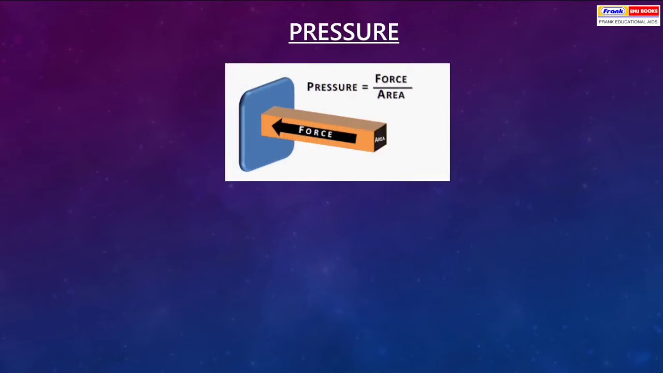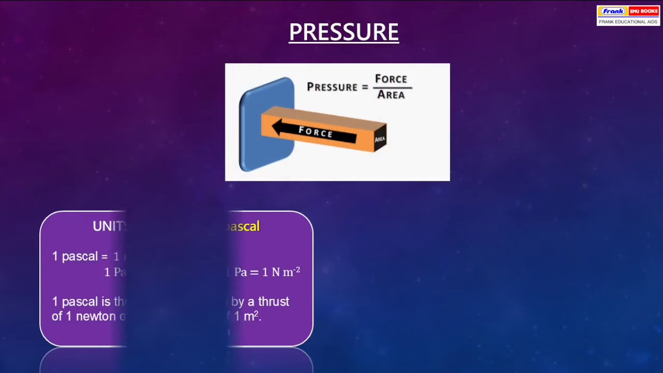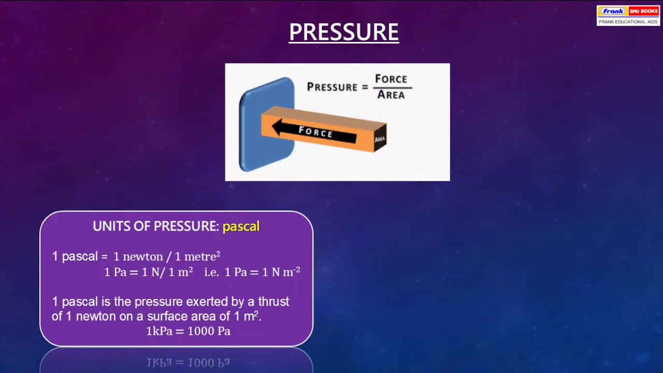Now pressure. Pressure equals force by area. The unit of pressure is Pascal. 1 Pascal equals 1 Newton per meter square. 1 Pascal is the pressure exerted by a thrust of 1 Newton on a surface area of 1 meter square. That is why 1 kPa equals 1000 Pa.